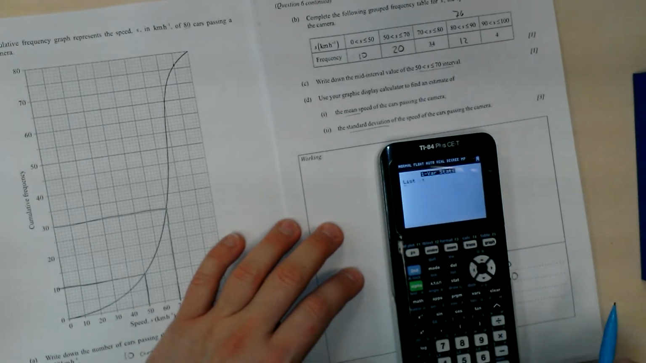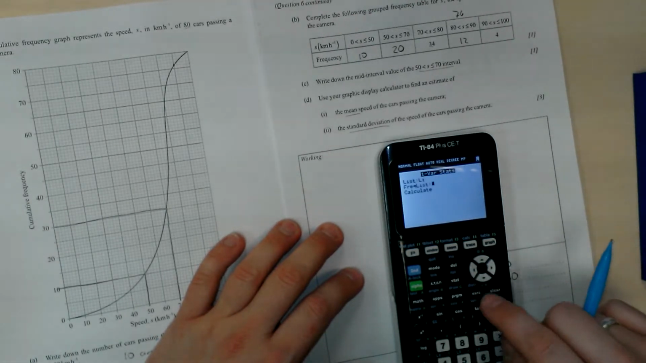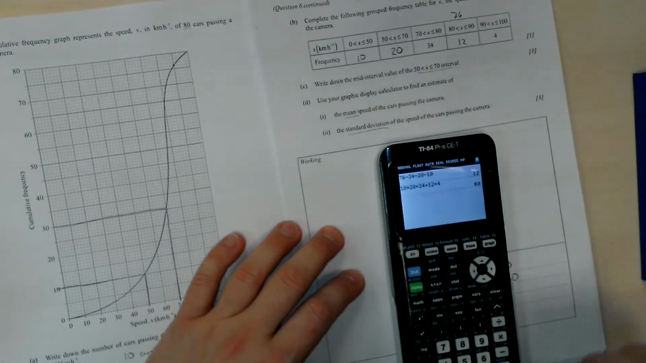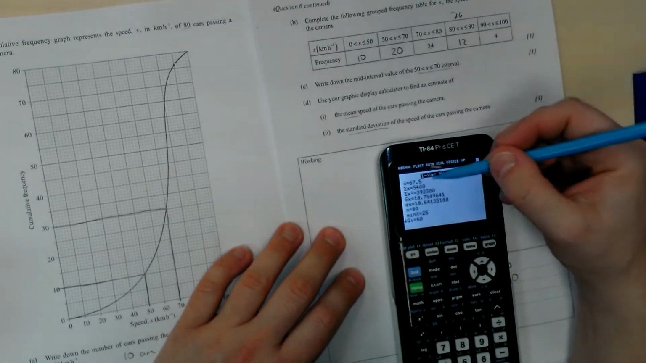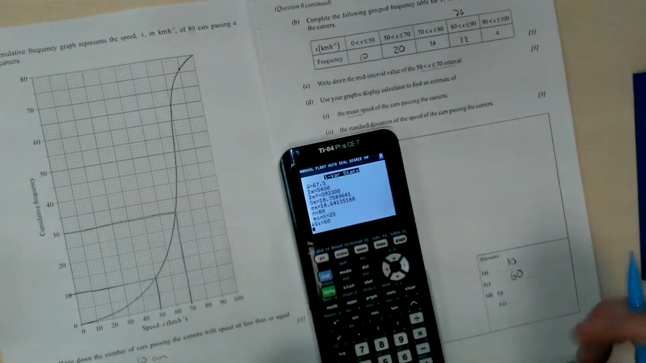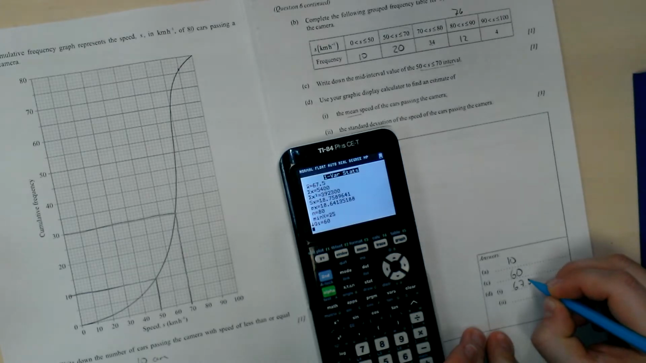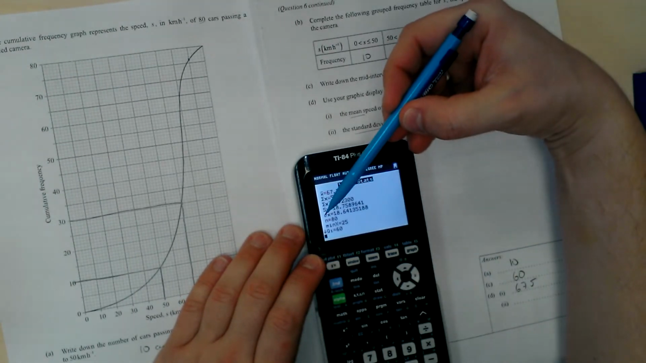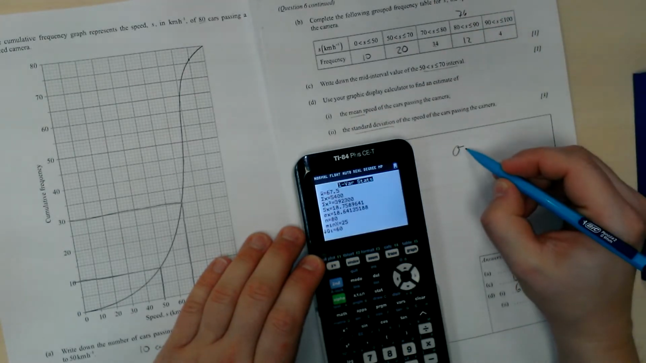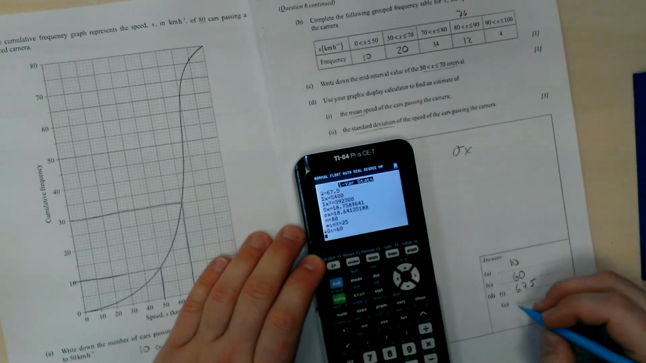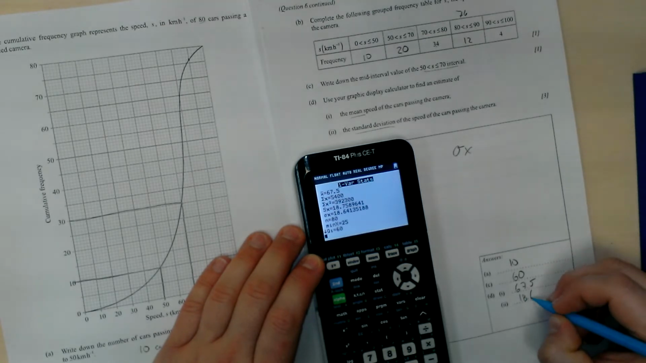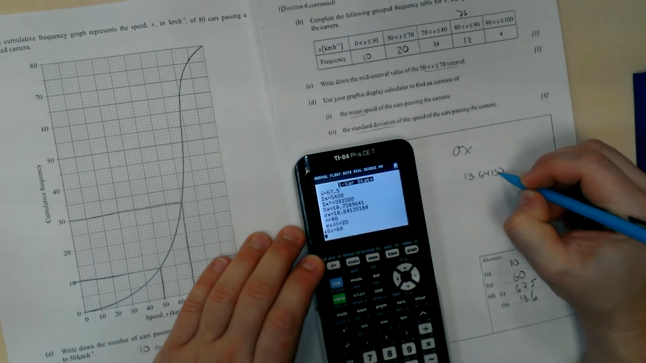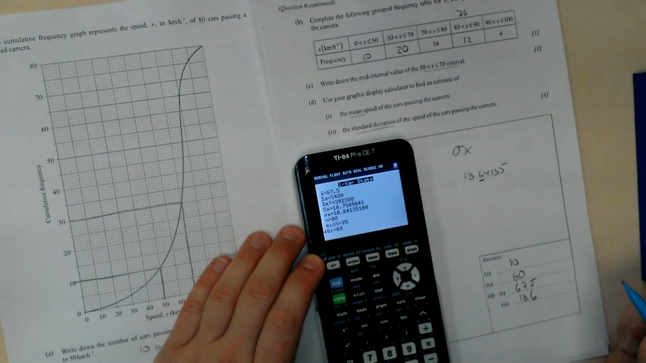So you go to Stats and calculate one variable statistics. Our list is L1. Our frequency list is L2. And we're going to go ahead and calculate that. It says, what is the mean? Well, the mean is the x-bar. So the x-bar says 67.5. There's our mean value. And it says, what is the standard deviation? The standard deviation is this sigma. So sigma x on our calculator is the standard deviation, in this case 18.6. Using 3 significant figures, 18.64135 gets rounded to 18.6.